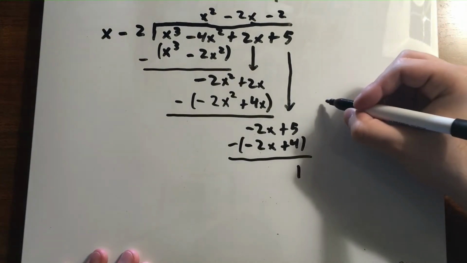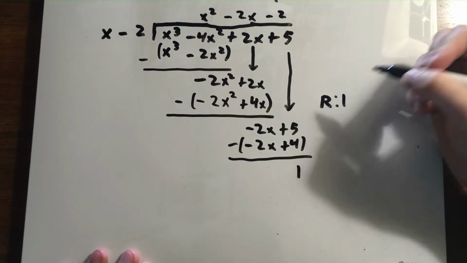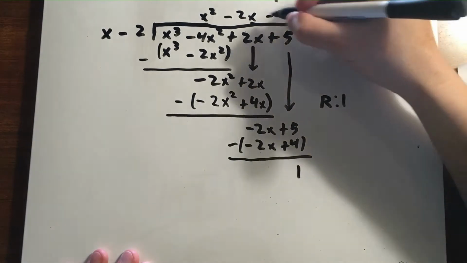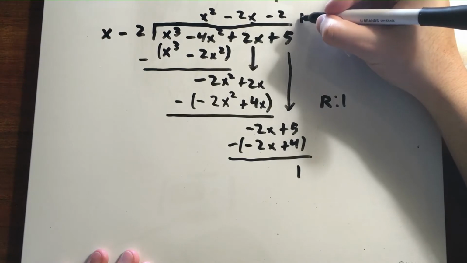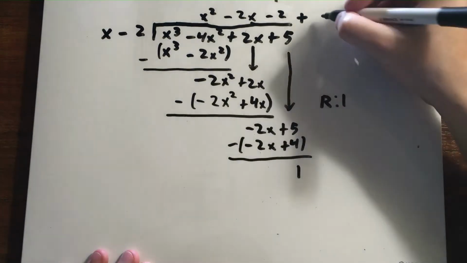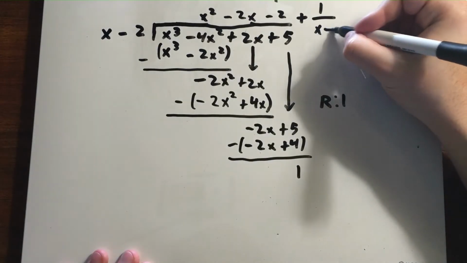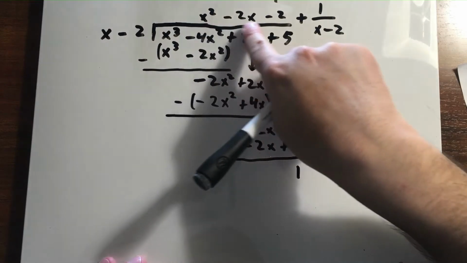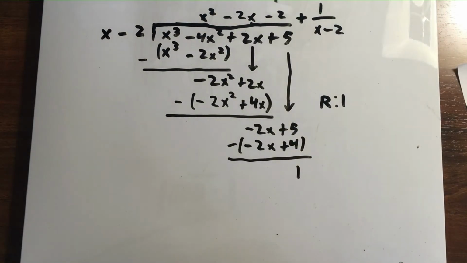Some people write out the remainder like this, remainder of 1. Some people will write it out like, here's your answer right here, and then for the remainder, you're going to do plus 1 over x minus 2. So here's your answer and your remainder. Let's look at the next problem.